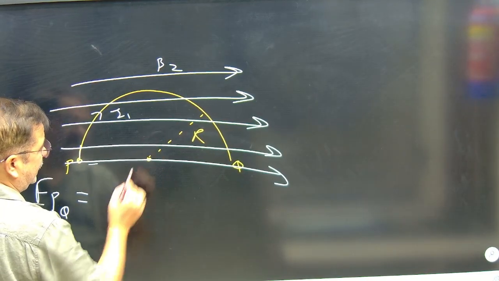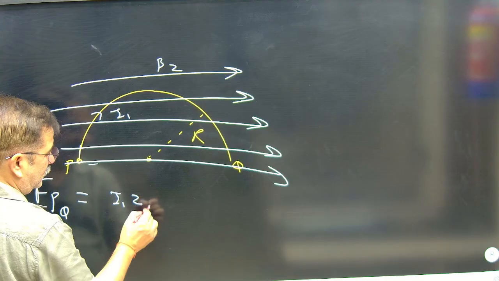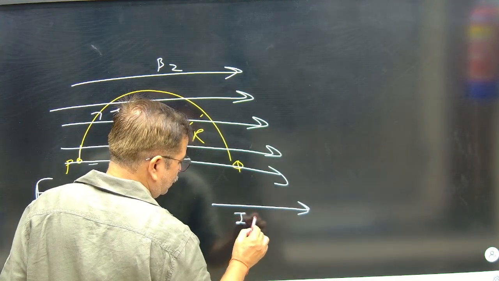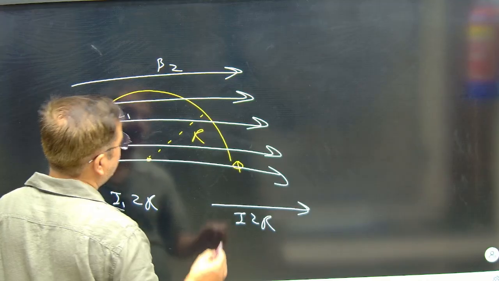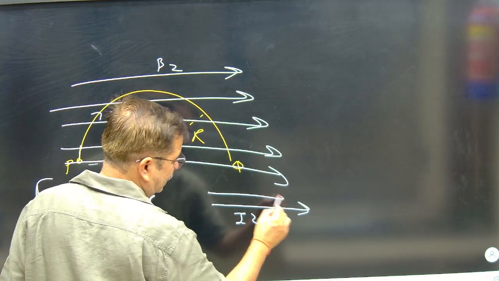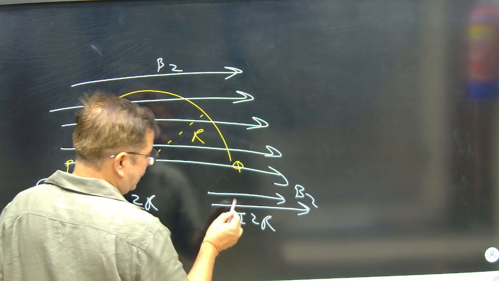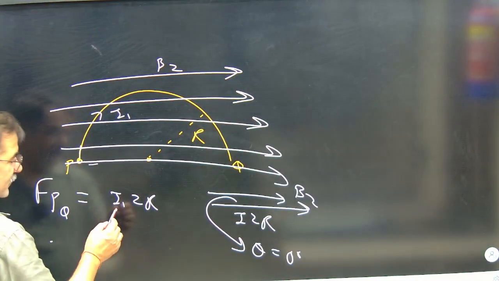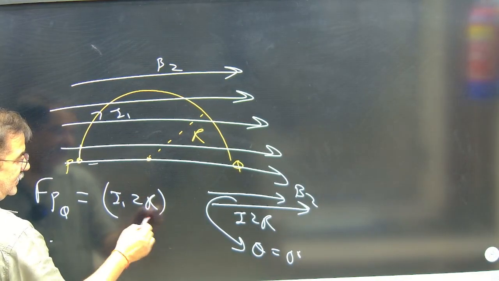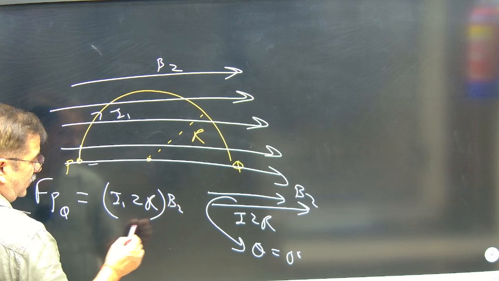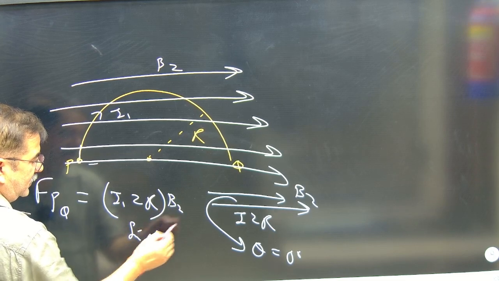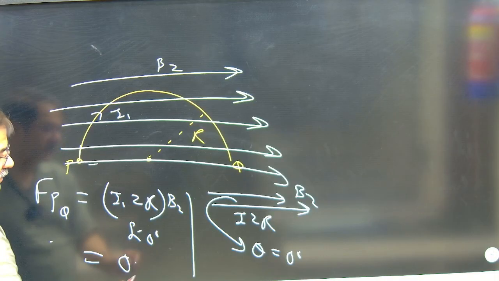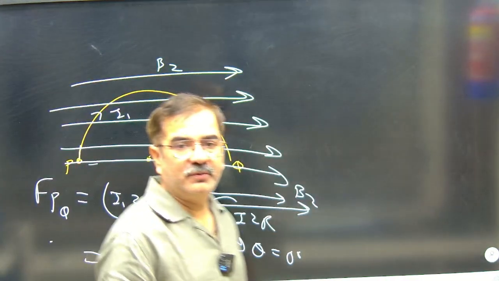So you can see the current is I1, length 2R. I1 2R is in this direction. I1 into 2R length is in this direction. The magnetic field B2 is also in the same direction. What is the angle theta between them? Theta is 0 degrees. I1 2R length into B2 into sine 0 degrees. So what you will find? The force here will be 0. This magnetic force will be 0.